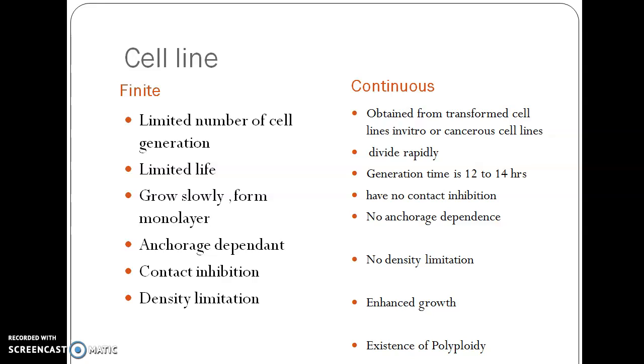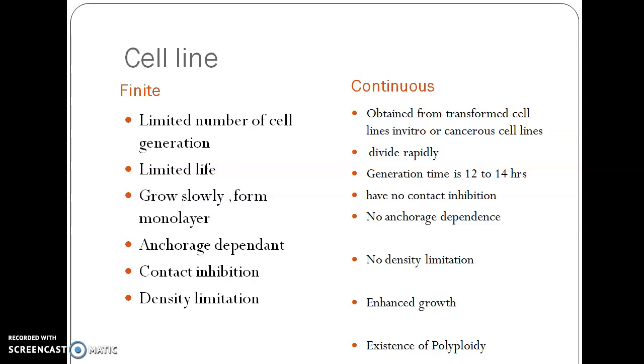The characteristics of finite cell lines are anchorage dependent. Anchorage means they can divide only when they are attached to a substrate. They have contact inhibition. Contact inhibition means if one cell divides, enlarges in size, and comes in contact with another cell, it will stop its cell growth. It is density limited.